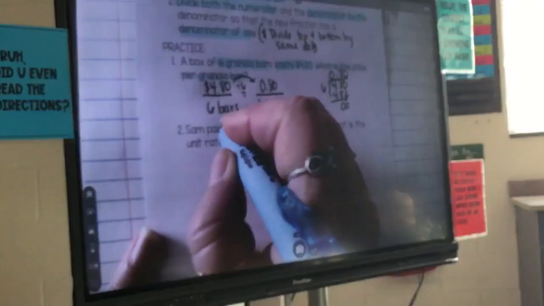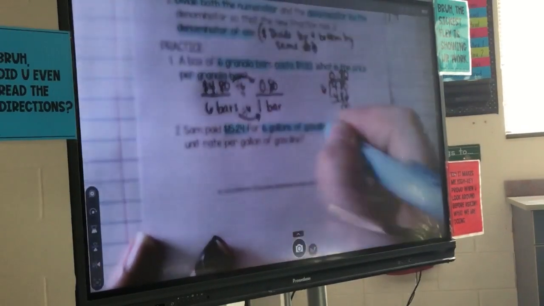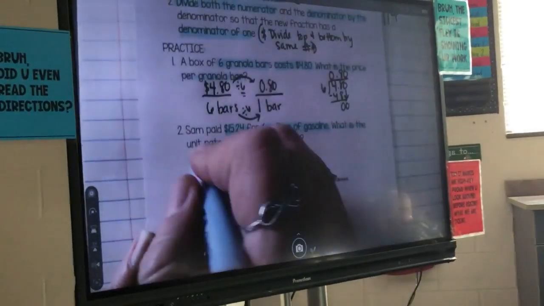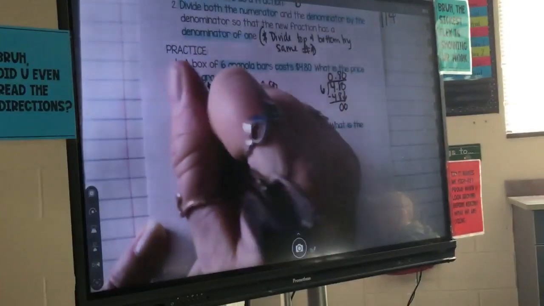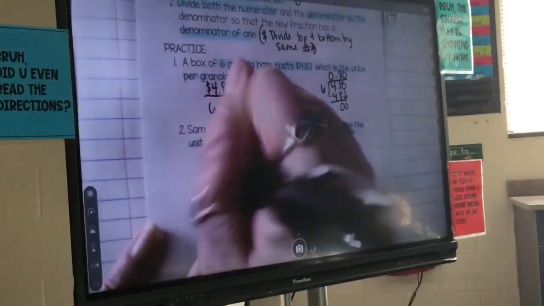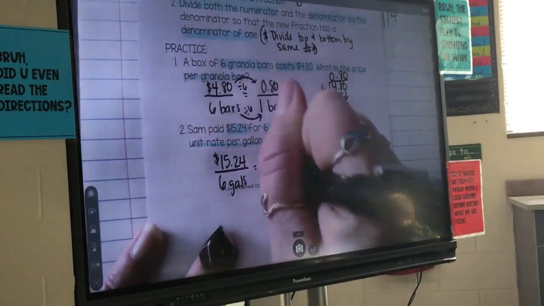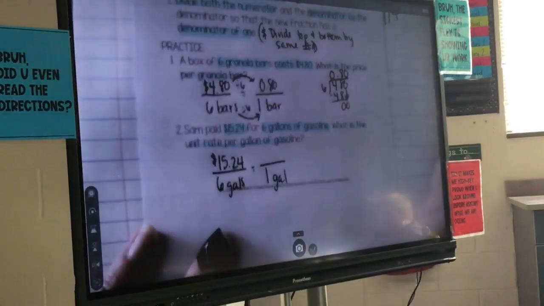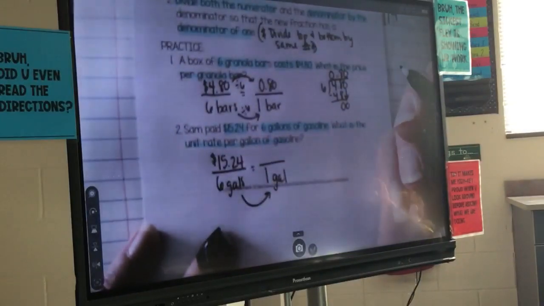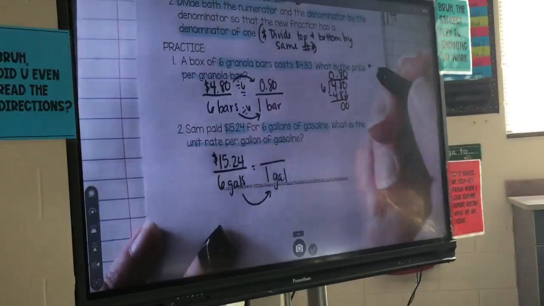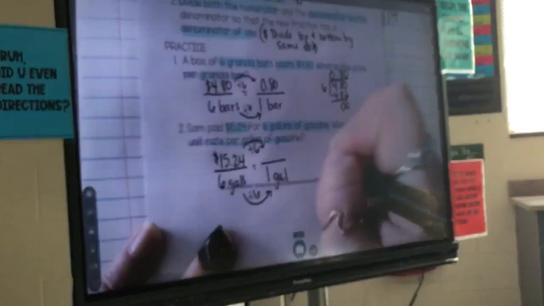So we know that our rate is going to be $15.24 for 6 gallons of gasoline. We need to find out what is the unit rate per gallon of gasoline. So I'm going to put $15.24 on top and 6 gallons on the bottom. I have to find out how much it costs per 1 gallon. How do I go from 6 to 1? Divide by 6, which means I'm going to do that on both the top and the bottom.